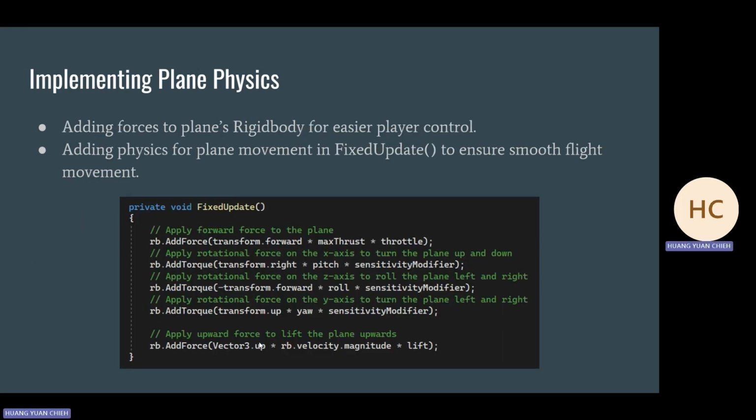So a solution is to add forces directly to the rigid body of the plane. This helps to keep the code simple and easy for players to control. We also need to call the forces applied to the plane in the fixed update method so that they are updated more frequently to ensure smooth flight movement.